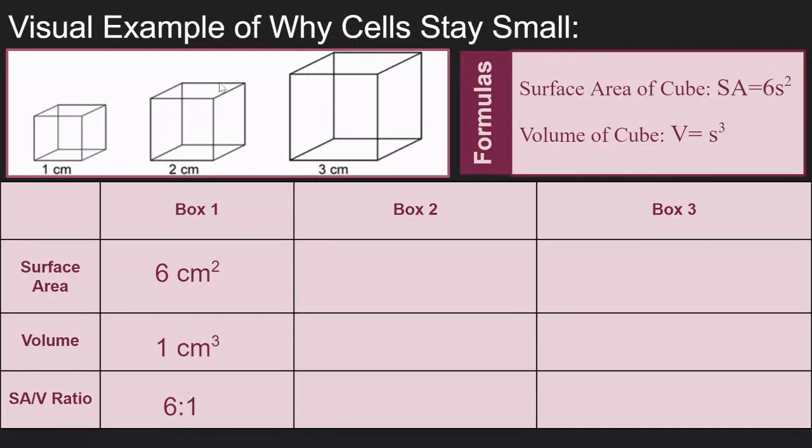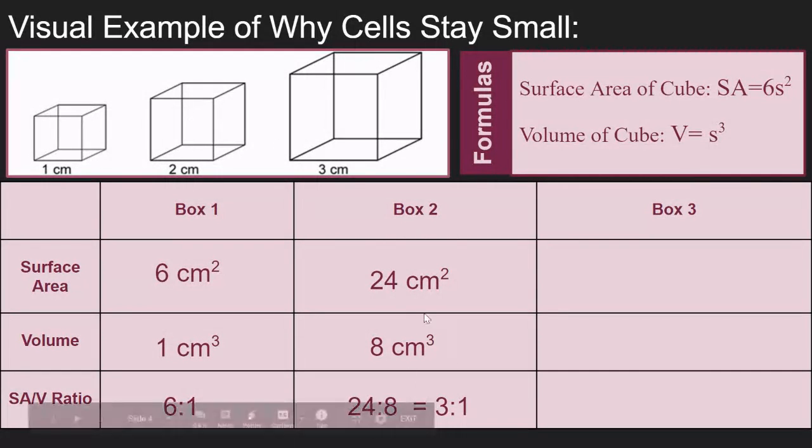Next up, box 2, surface area 24 centimeters squared, volume 8 centimeters cubed. The ratio is 24 to 8, which can be reduced to 3 to 1. So again, think about this like tug of war. 3 guys on one side, 1 guy on the other. The 3 guys still have a pretty good chance of winning, but did these guys have as good of a chance of winning as the box 1 guys that were a 6 to 1 ratio? No. So 6 to 1 is a better surface area to volume ratio in box 1 than 3 to 1.